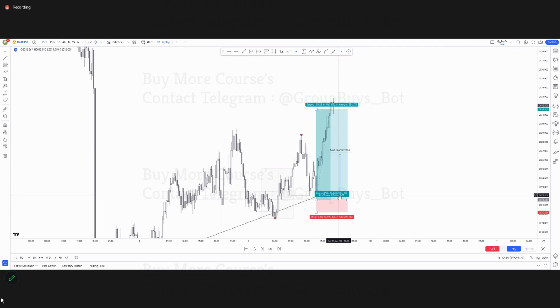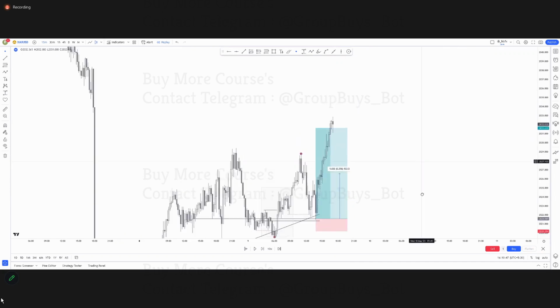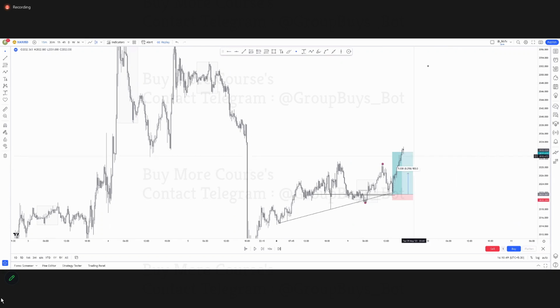So how much do I risk per trade? Let's say I'm risking 3% per trade. If I risk 3% per trade, I will close 2.5% here, and then I leave half a percent of my volume here, and I'll let it run.